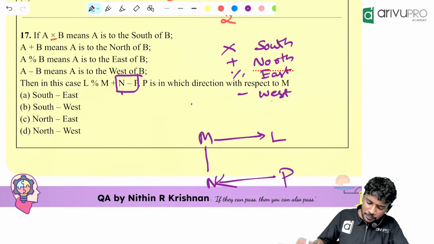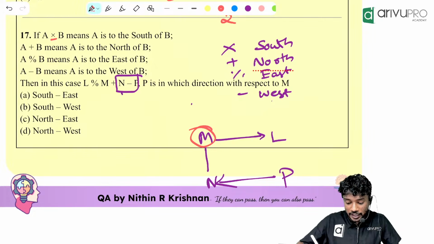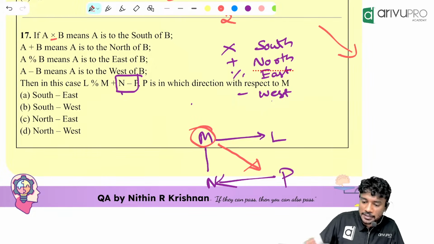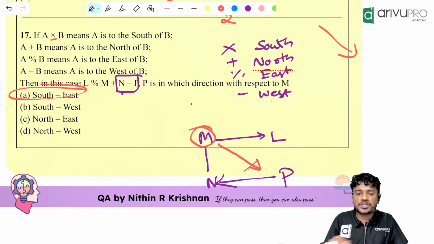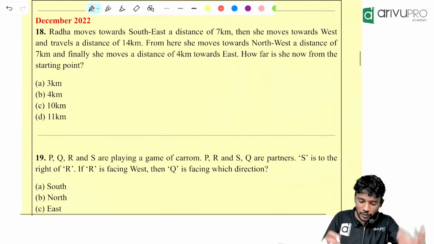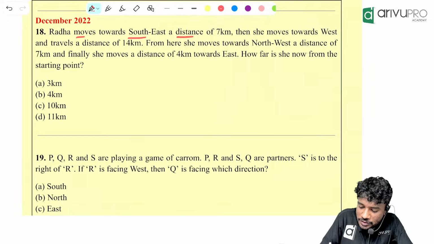Now tell me, the question is, P is in which direction with respect to M? Which direction is it? This direction is called the southeast direction. Which option? Option A is your answer. Next question, one by one, you can do this. Radha moves towards southeast at a distance of 7 km.